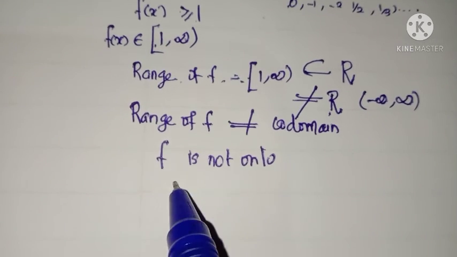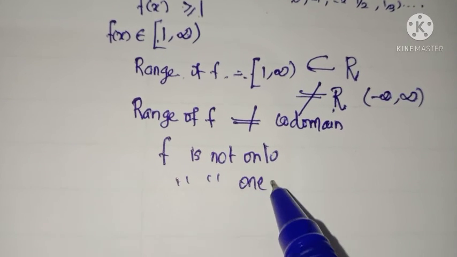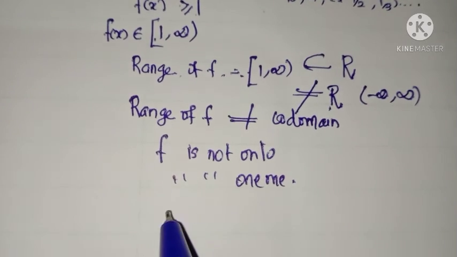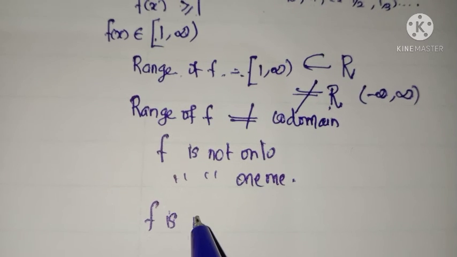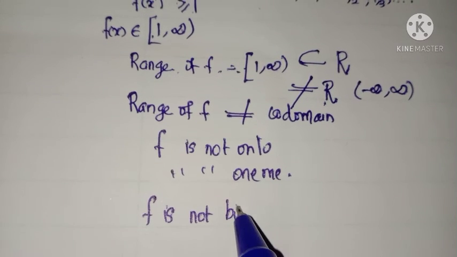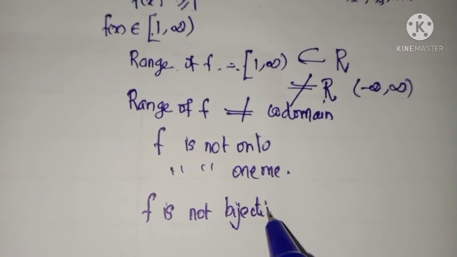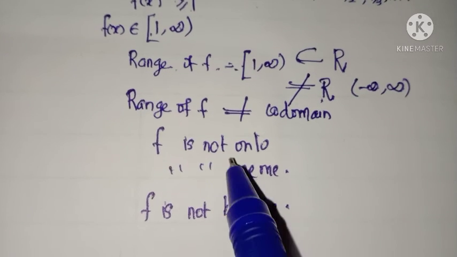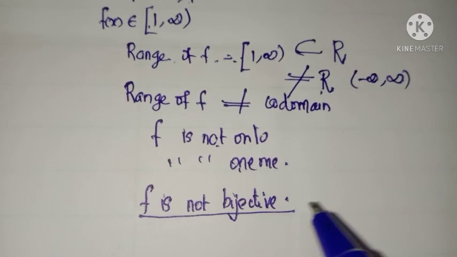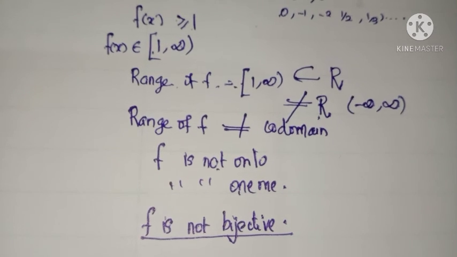So the function is not one-one and it is not onto. Therefore we can say that the given function is not bijective. Bijective means one-one and onto. Not one-one, not onto means it is not bijective. Okay.